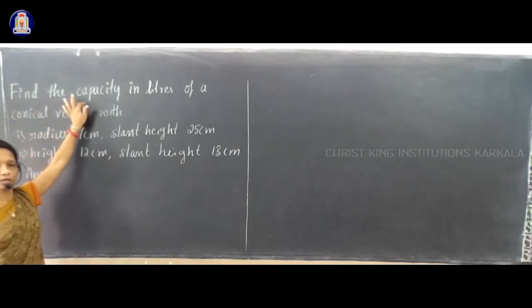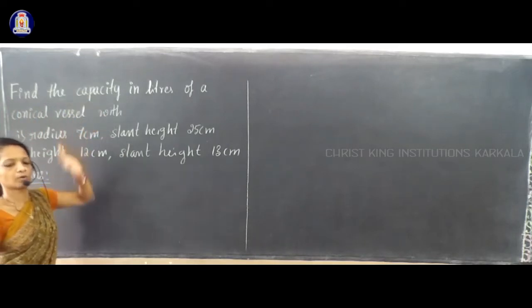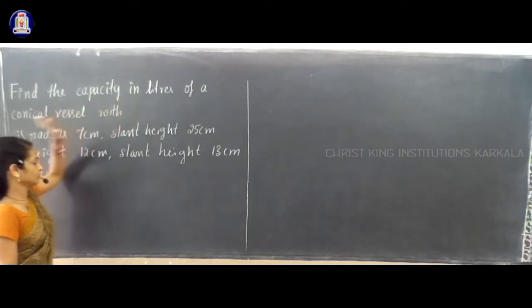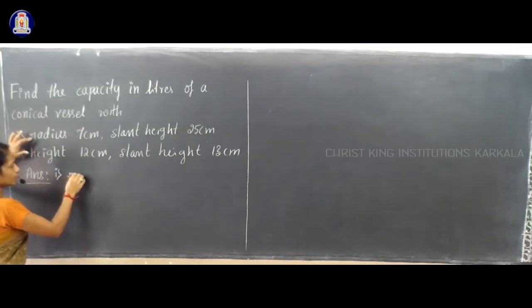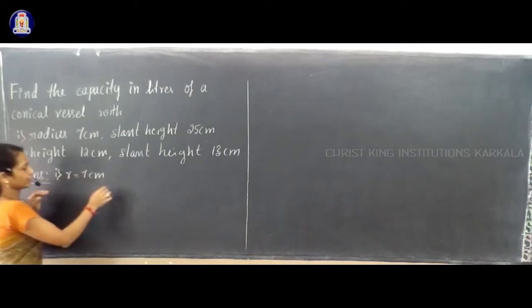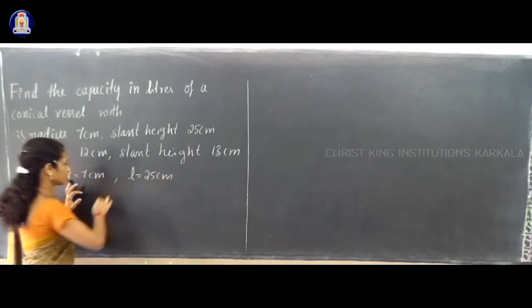Capacity means volume you have to find. So the volume of a right circular cone formula is what you use to find the capacity of this conical vessel, and you have to find it in liters. So we first write what is given here. This is the answer for the first one. Given radius r is equal to 7 cm and slant height L is equal to 25 cm. That is given to you.